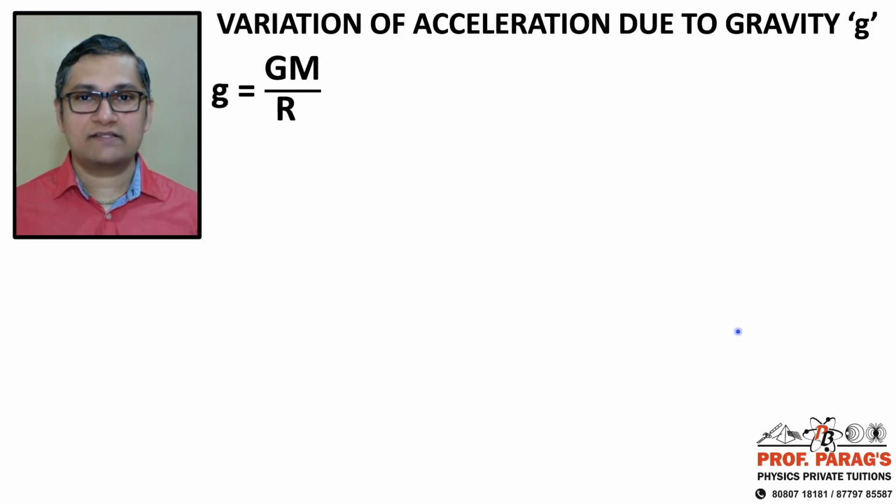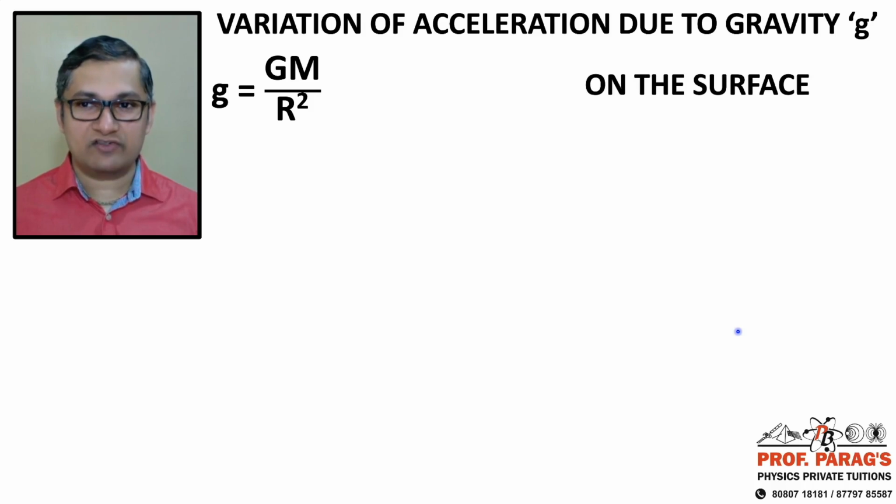First of all, what is the basic formula for small g? It is GM by R square. Capital G is the universal gravitational constant, M is the mass of earth, and R is the radius of earth. Usually we take this value of g as 9.8, or in MCQs we can round it off to 10 meters per second square. And this value of g is to be considered on the surface of earth.